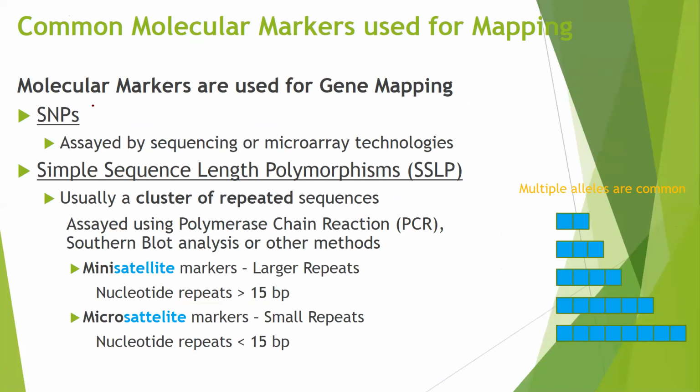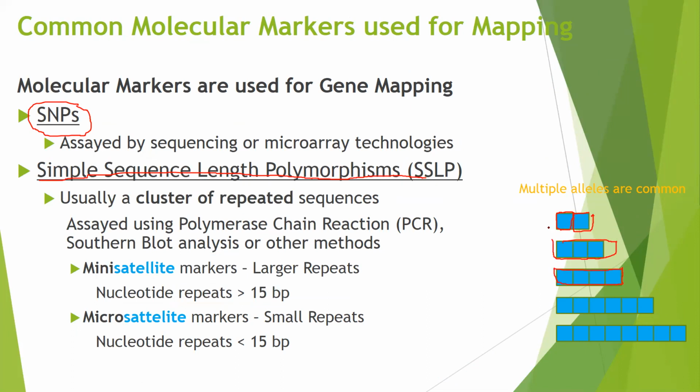All right, so besides the SNPs, that's the single nucleotide polymorphism, we have some other useful markers as well. We call it the simple sequence length polymorphism. For example, here, one square represents a specific sequence. If we put 2 here, it means there are 2 repeats, and then 3 repeats, and 4 repeats. Different people may carry a different number of repeats.